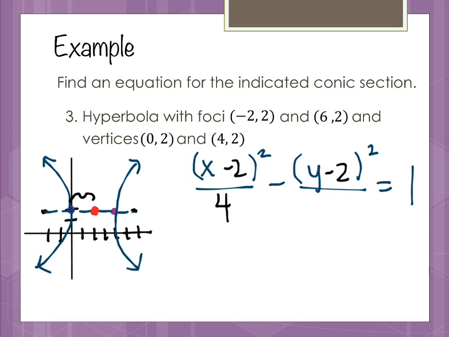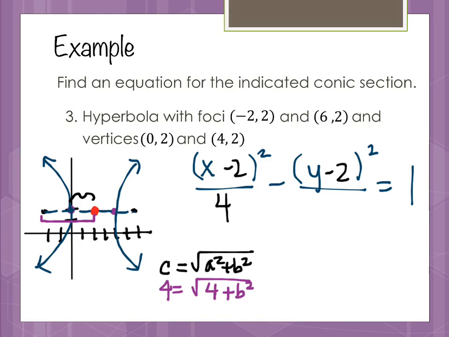And then just like with the ellipse, there's a relationship: c equals the square root of a squared plus b squared. What's c in this problem? It's 4. c is the distance from your foci to the center. So 4 equals the square root of a squared, which is 4, plus b squared. Do you know what b squared has to be to make this work?